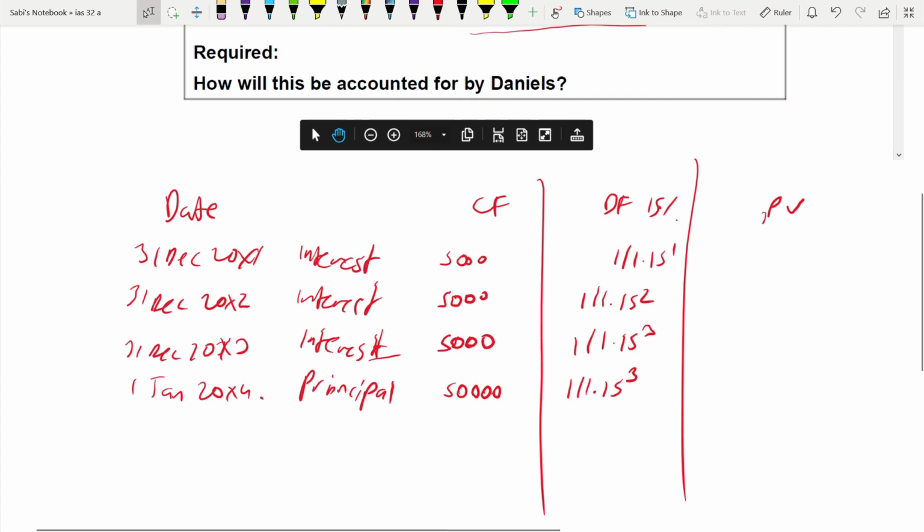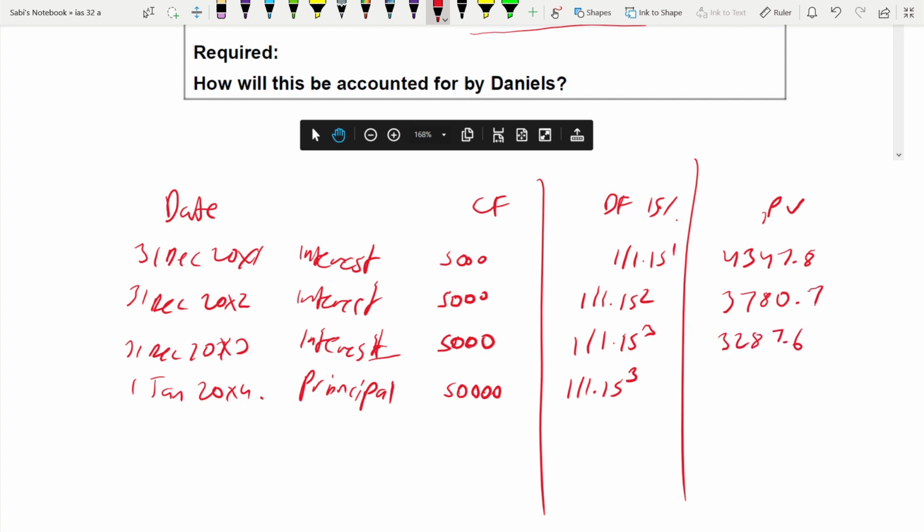So now when you discount, just multiply. In Excel you can do it very easily. Just multiply the cash flow column with the discount factor and you will get your answer, which is 4347.8, 3780.7, 3287.6, 32875.8. You add up all, okay, you'll be getting 44291.9. So this part is your liability component.